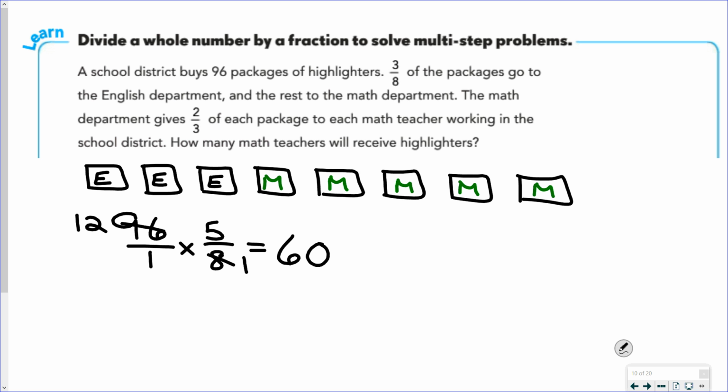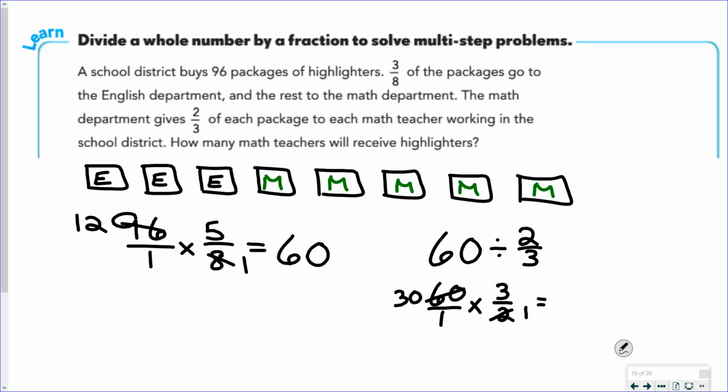And then the math department gives 2/3 of each package. So what it's doing, it's breaking apart those 60 packages. So to figure out how many teachers will receive highlighters, we take the number of packages of highlighters and divide it by the 2/3. And so we would keep the first number, change division to multiplication, use the reciprocal of 2/3, which is 3/2. Divide both 60 and 2 by 2. 2 becomes 1. 60 becomes 30. 30 times 3 is 90. And so that would be 90 math teachers.